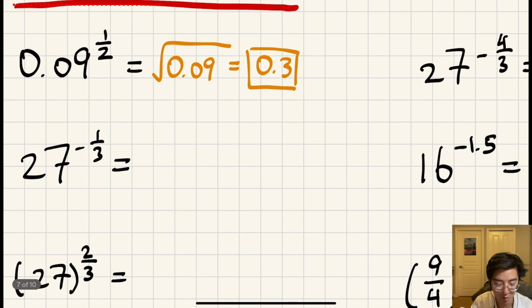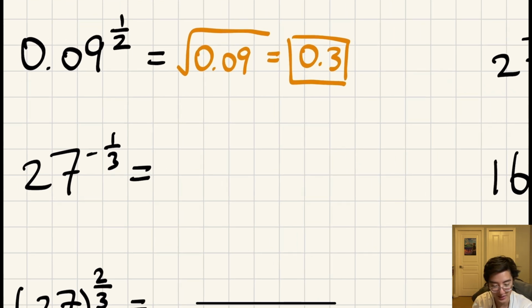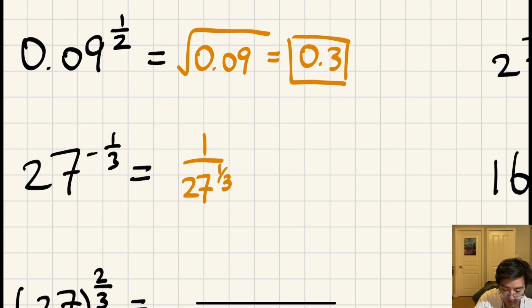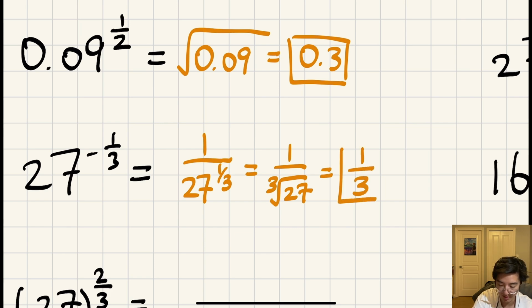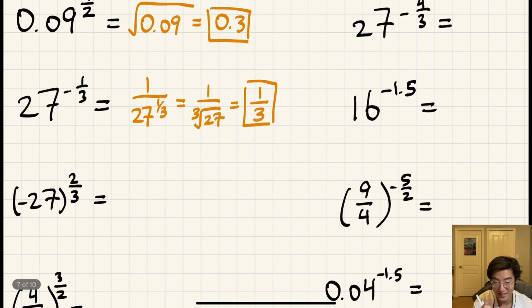Okay, next, 27 to the power of negative 1 over 3. We can get rid of the negative sign by flipping into a fraction. So 27 becomes 1 over 27 to the power of 1 over 3. And with 1 over 3, it is the cube root, because 3 is the denominator. The cube root of 27 is just 3.